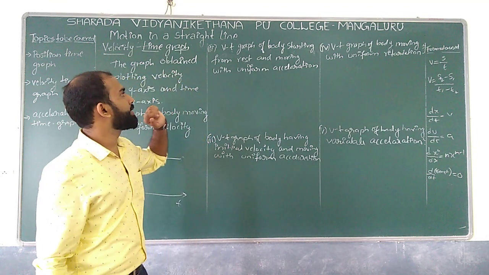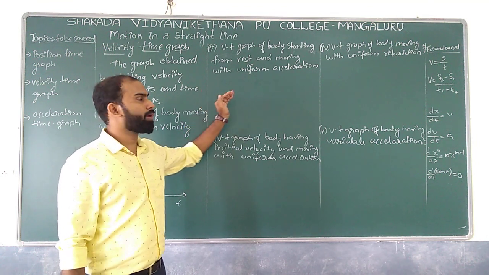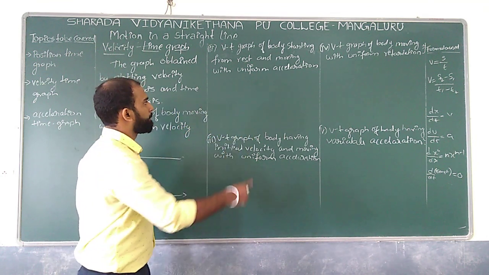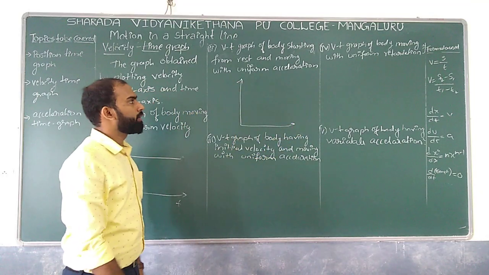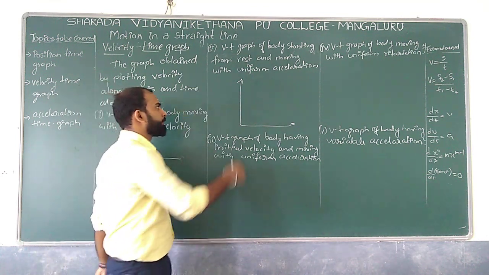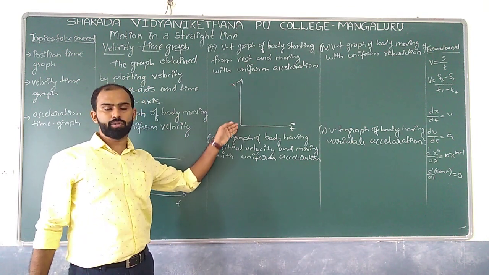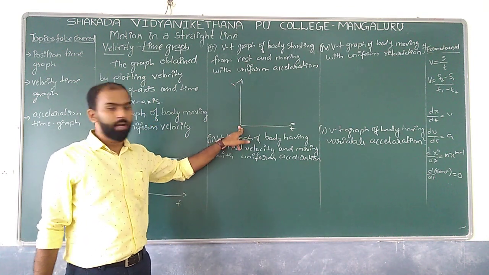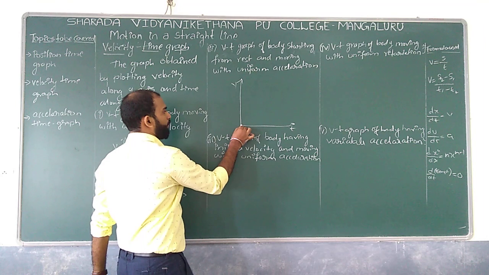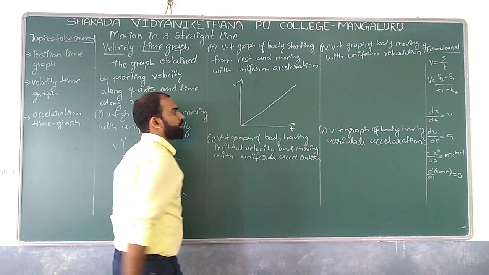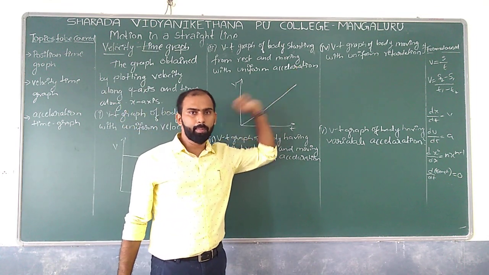Similarly, the next one says the body is starting from rest and moving with uniform acceleration. How to do this? Let us plot a graph somewhat like this. This is the y-axis and this is the x-axis. You take the y-axis as velocity and the x-axis as time. As per the given scenario, the body should start from 0, or rest, and it should move with uniform acceleration. This looks somewhat like this. The body started from the initial position and moves with uniform acceleration.